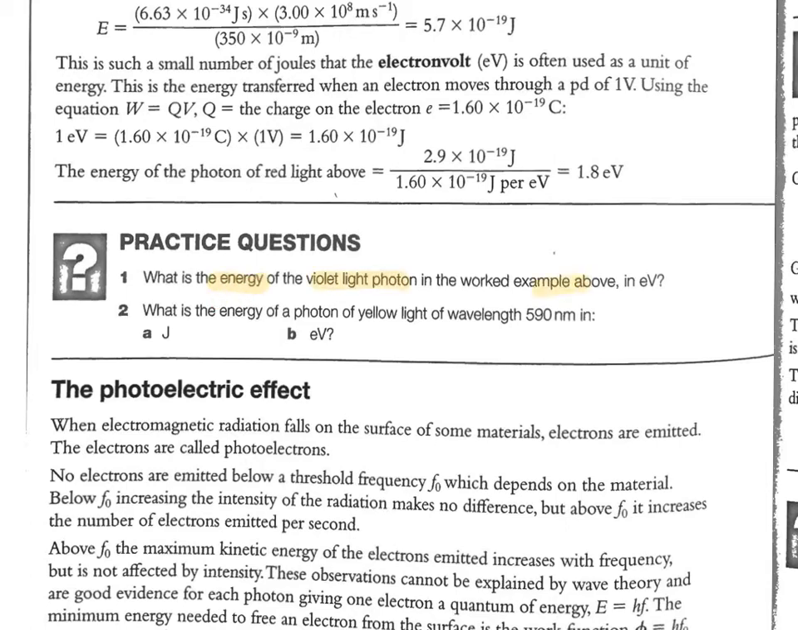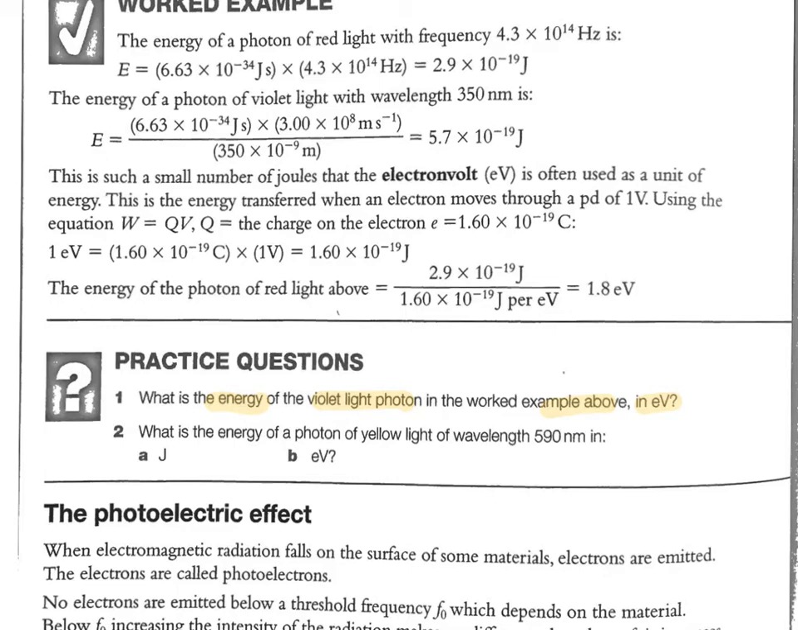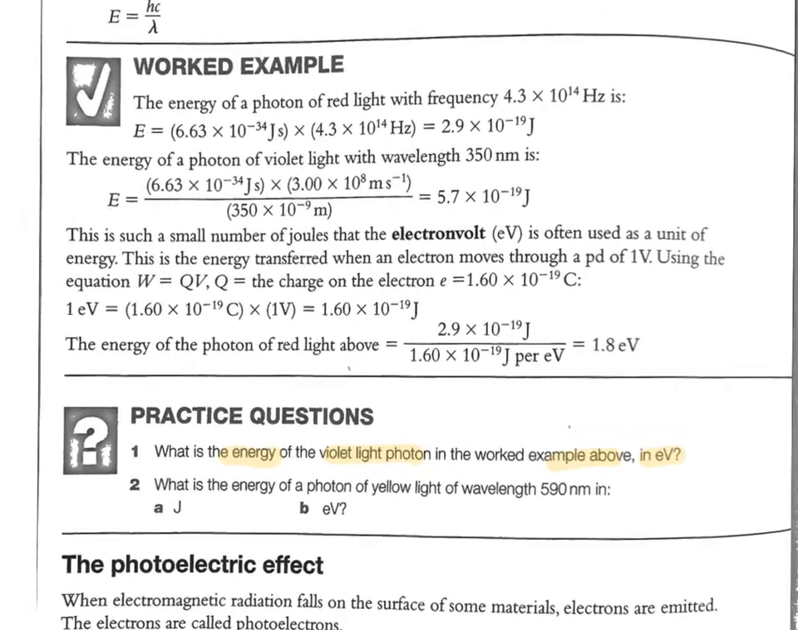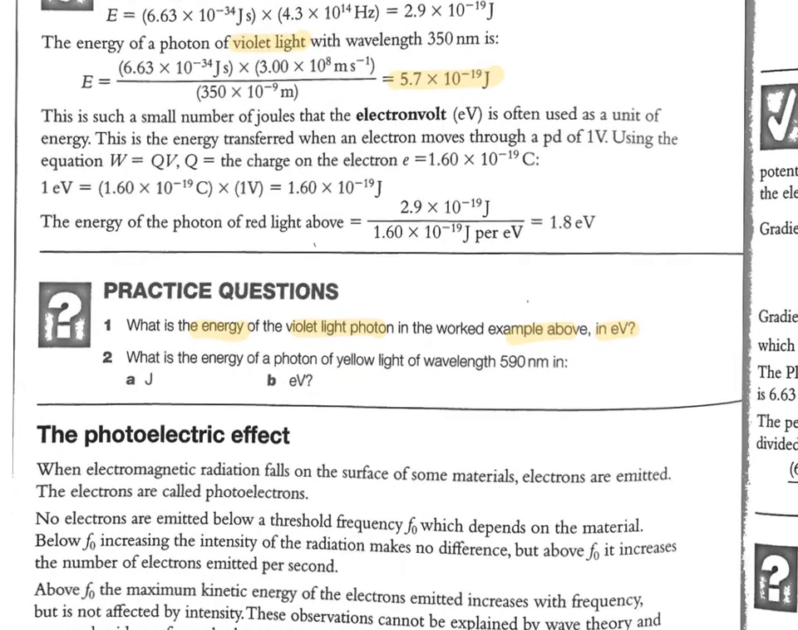Okay, so it's asking about the energy of the violet light photons from the above example, and it wants it in electron volts. So if we look at the previous example, here is the violet light that it's talking about. And we've already calculated in the example the energy in joules, 5.7 by 10 to the minus 19 joules. So we just need to do a conversion.